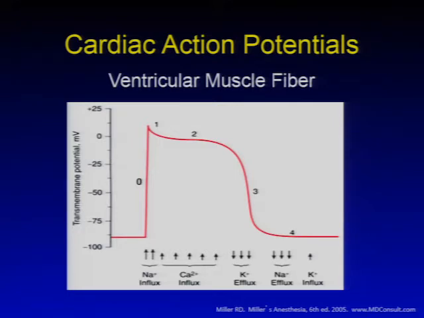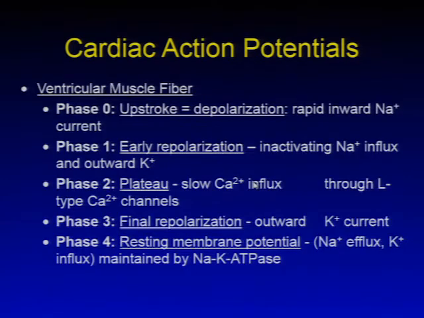For example, phase 2 represents a plateau, and there's a slow influx of calcium through L-type calcium channels. And this is where drugs such as calcium channel blockers will work. Here are the details of each of the phases and what will happen. Interestingly, phase 4 is the resting membrane potential.